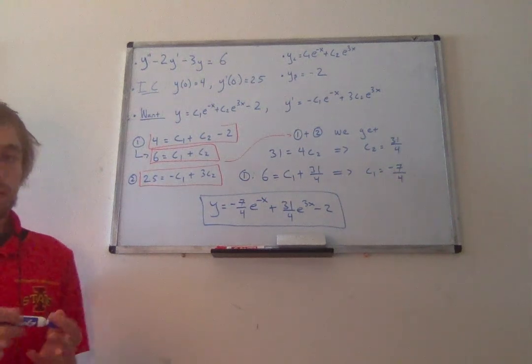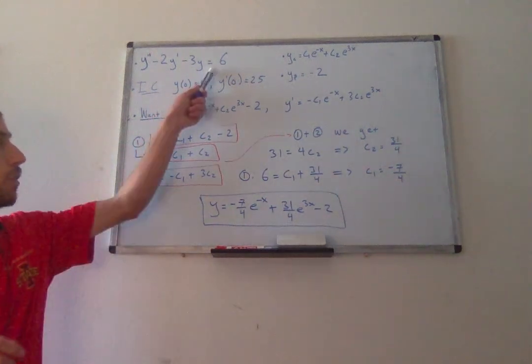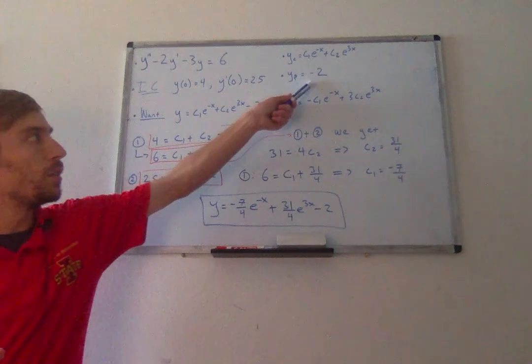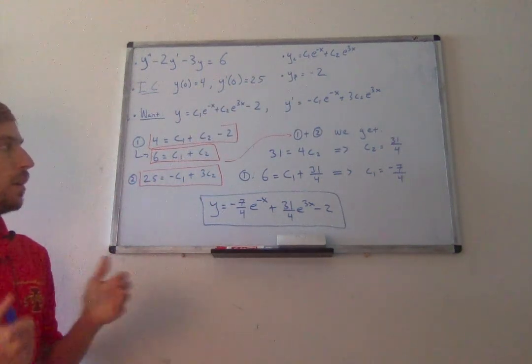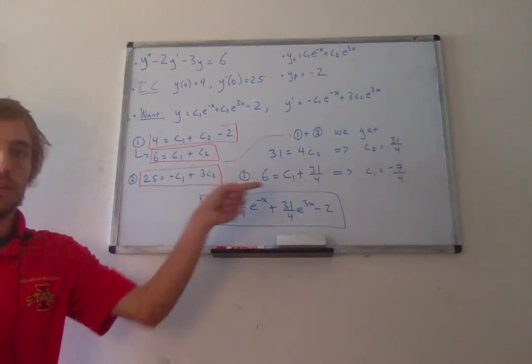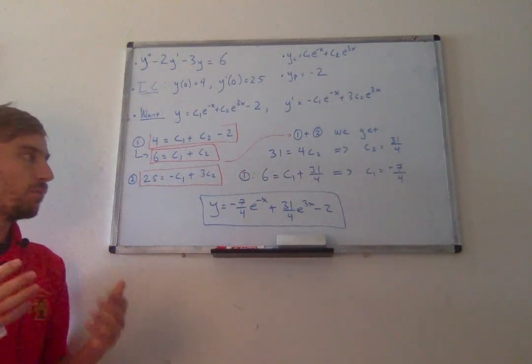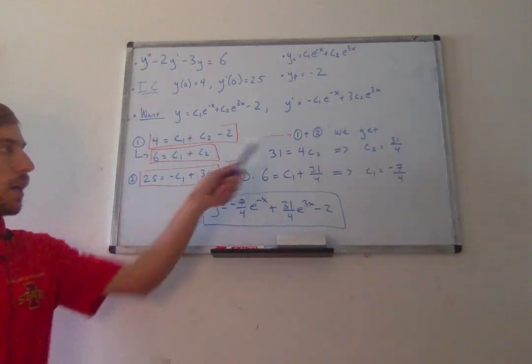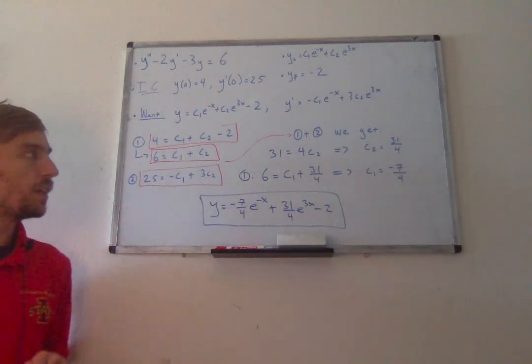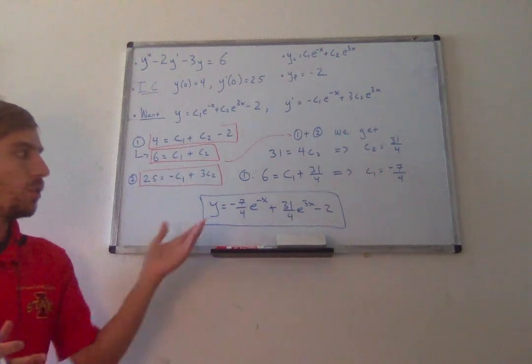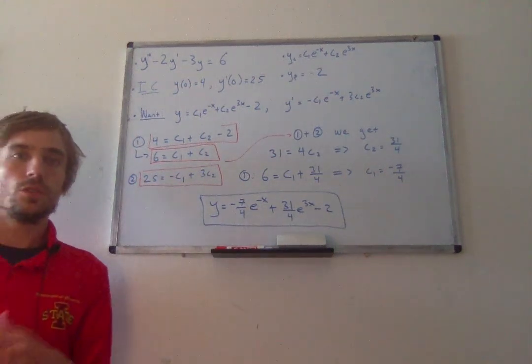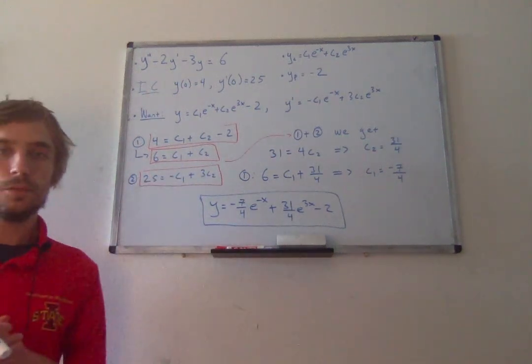So just be careful with a problem like this. Remember, don't forget about that negative 2. And for these steps, there are many ways to do it. You could do it using linear algebra and row reduction. You could do it using the method I used. There are certainly multiple ways, when we've got these two equations, to solve for those constants c1 and c2.